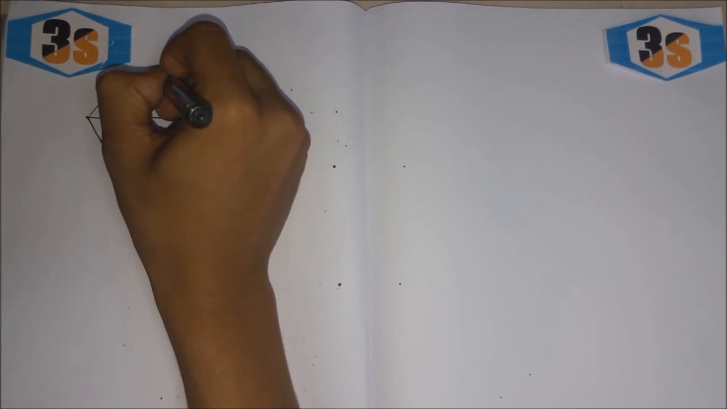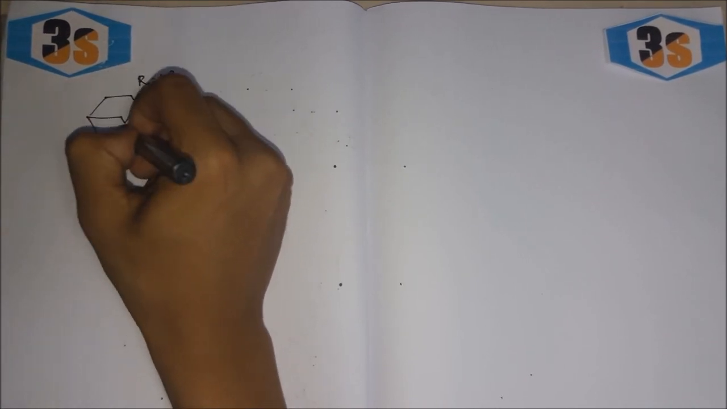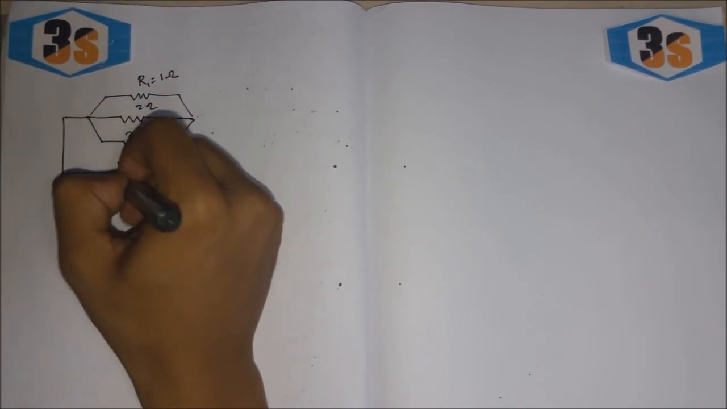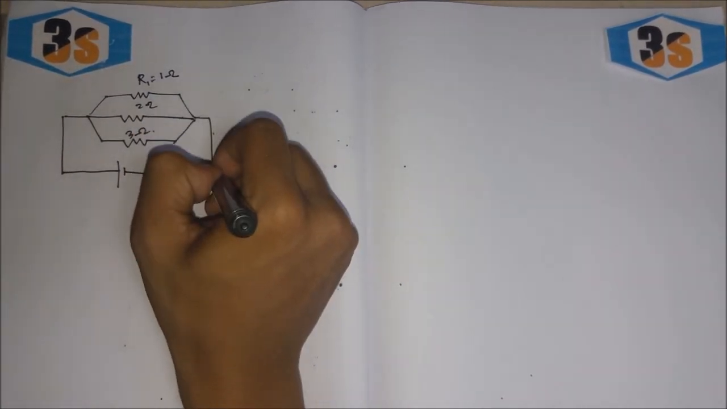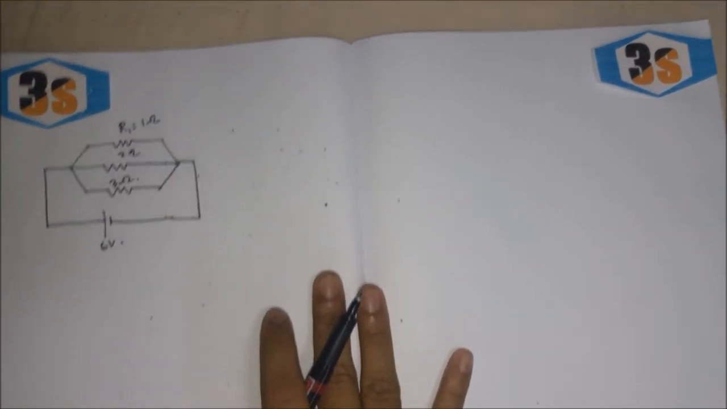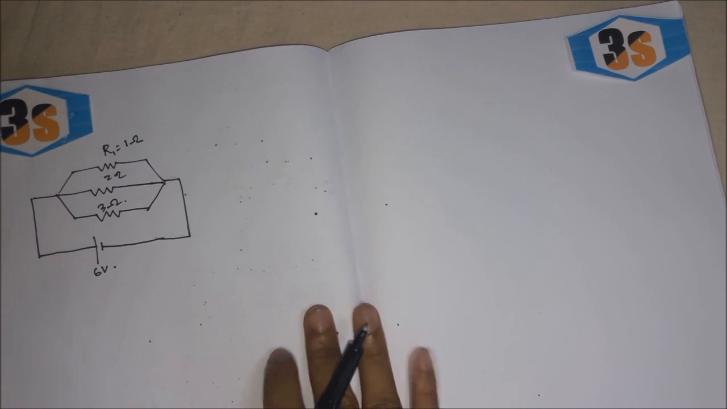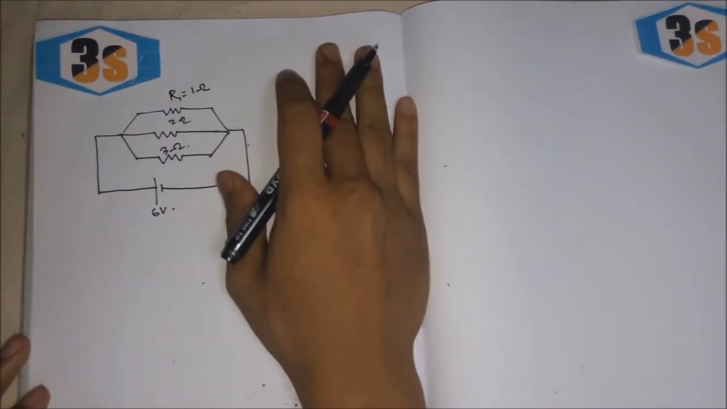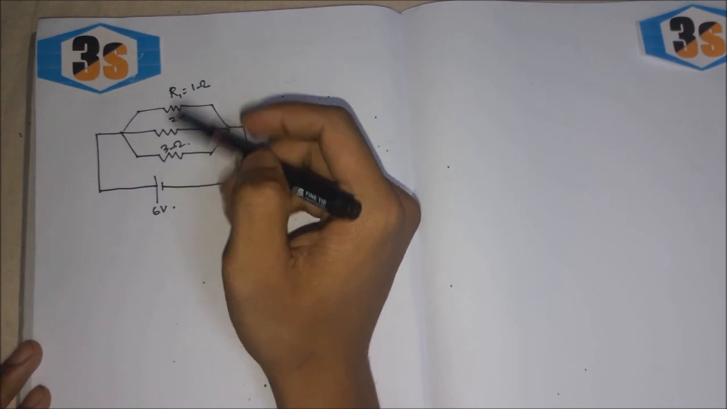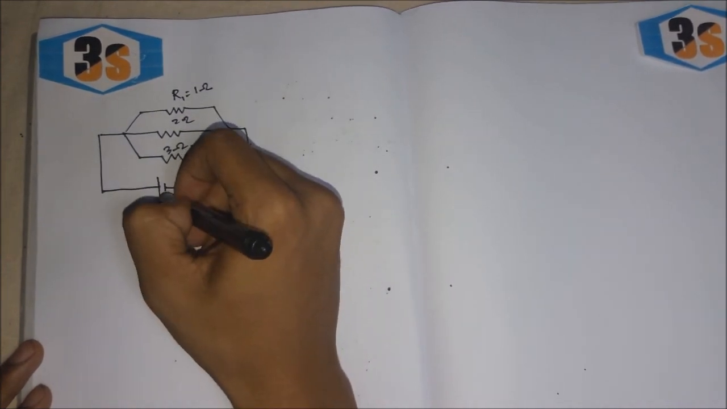Let R1 equal 1 ohm, R2 equal 2 ohm, and R3 equal 3 ohm. Let us have a battery giving a constant potential of 6 volts. Now we have a parallel combination of resistors having three resistances, 1 ohm, 2 ohm and 3 ohm, and a battery giving a potential of 6 volts.